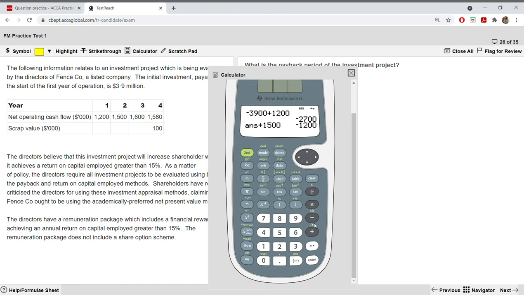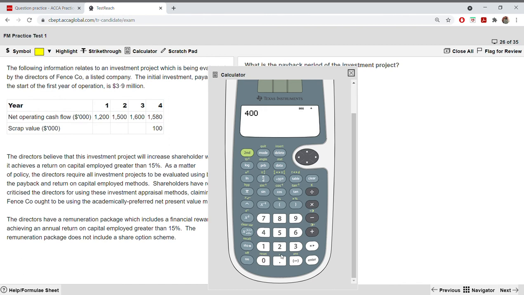Now add the 1,600. Enter, 400. You can see the steps also. First you add 1,200, then 1,500, then 1,600. It is 400, so it's an inflow. This is the formula for using payback. The payback formula is not in your formula sheet. Now, sorry, don't press enter, otherwise it will add 1,600 again with 400.